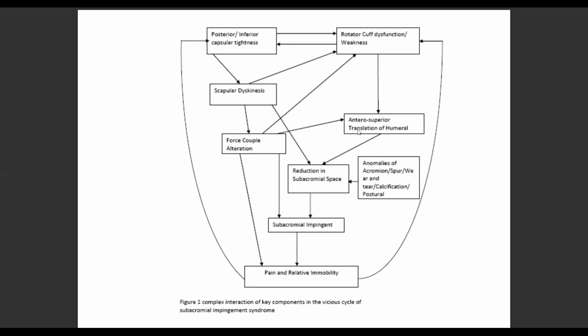This anterior superior humeral translation is also because of the alteration in the force couple, which we discussed in the previous slide, and that force couple alteration is just because of the compensation of the scapula. That compensation of the scapula is termed abnormal movement of the scapula, termed scapular dyskinesis. That abnormal movement will lead to the alteration in the force couple, and that force couple will then lead to the anterior superior translation of the humeral head, as well as cause weakness in the rotator cuff.